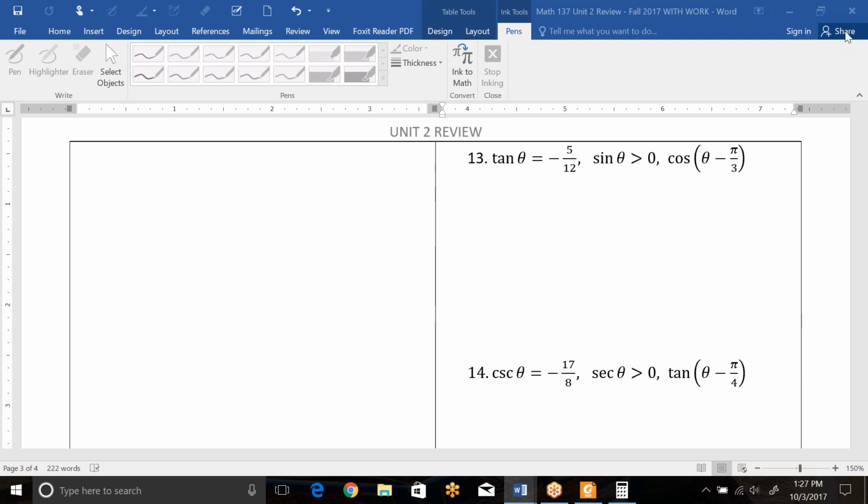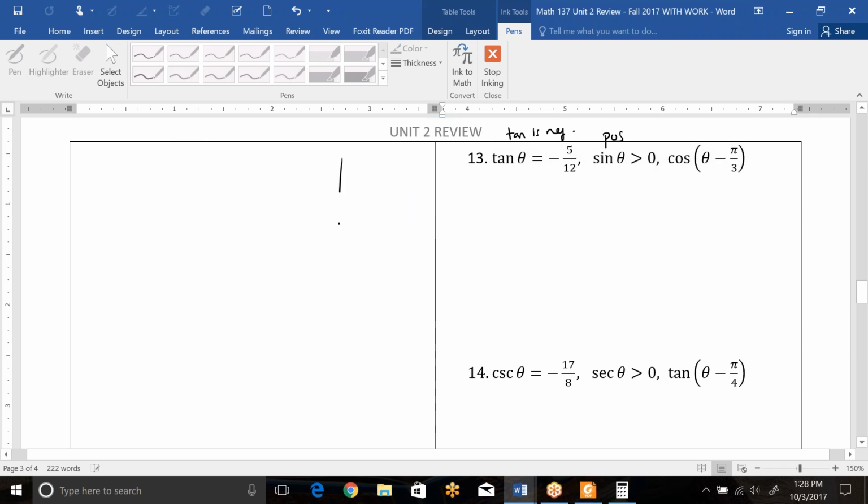Okay, let's look at number 13. This is tan theta equals negative 5 over 12, and sine theta is greater than 0. So sine is positive and tan is negative. So we need to get the right quadrant for this. All Science Teachers Crazy. For tangent to be negative, you can't be in 1 or 3. Sine is positive, so we have to be in 2.